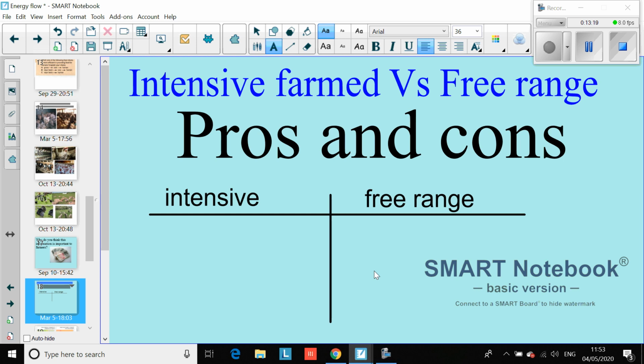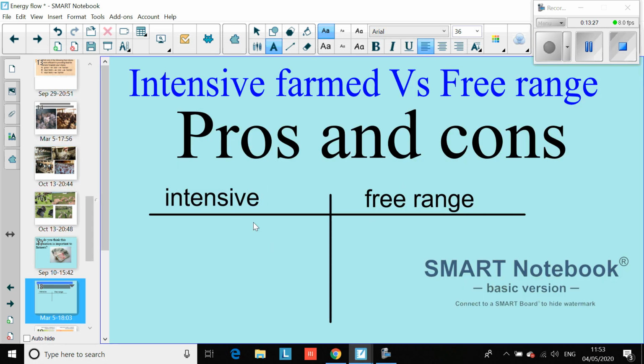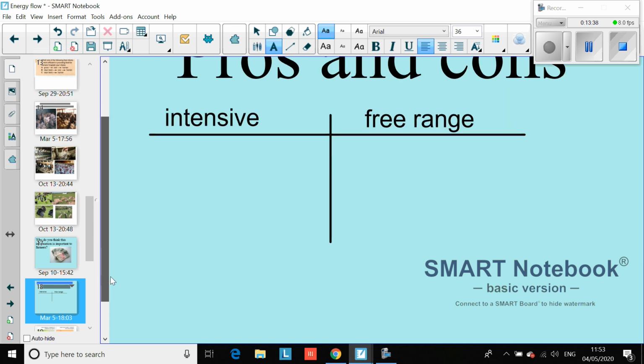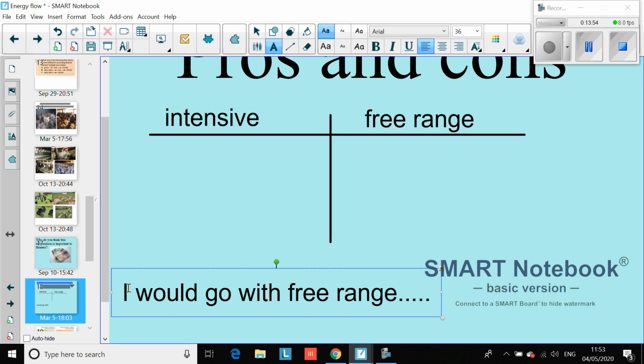Now this will require you not only taking what you've just seen, but also possibly doing a little bit of research online. I suspect this will probably take you about 10-15 minutes once you've researched and filled it in. What are the good things and the bad things about each one? And then once you've finished, underneath I would like you to make a conclusion. So, conclusion would simply be, I would go with, say, free range, and then your reason why. Or maybe you'd go the other way. Maybe you'd go with intensive farming.